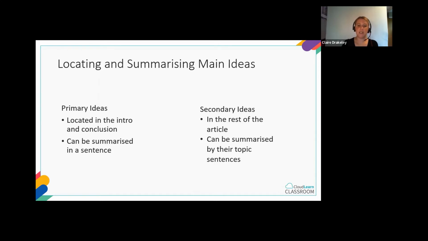To do this, we need to go back to one of our previous lessons where we covered topic sentences. A topic sentence, if you remember, is a sentence in which the main idea of the particular paragraph is summed up. It's usually the first sentence of the paragraph, but not always.